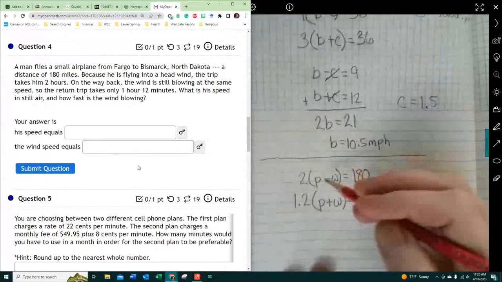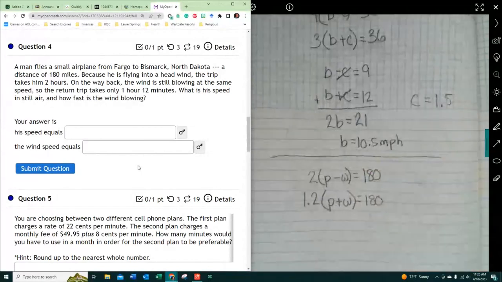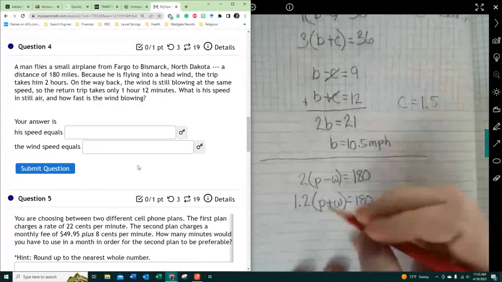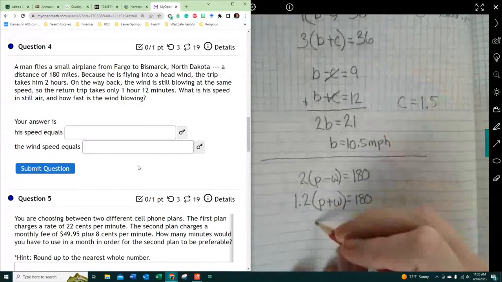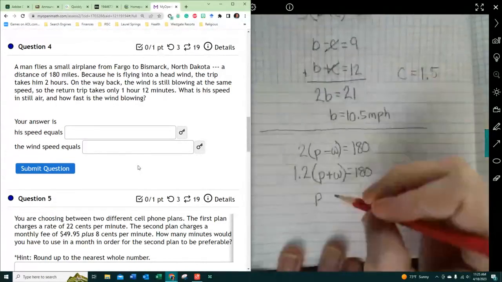So now we would go ahead and do the same thing we did before, where we divide it out. So we take 2, divide it into that, and we get this.